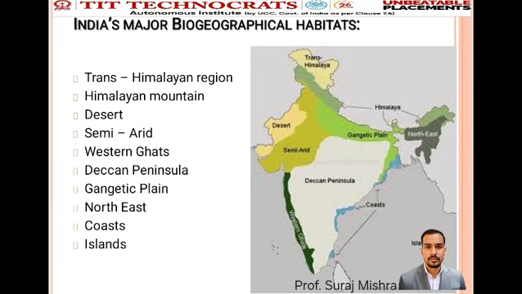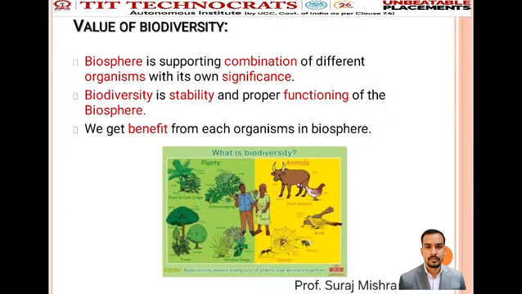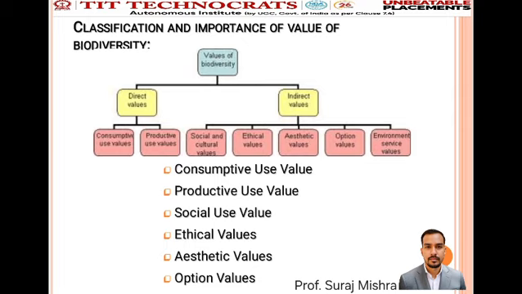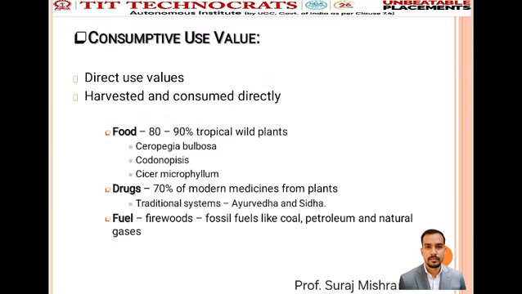In biodiversity, each organism provides benefit and adds to the value. Here we can see the importance of the values of biodiversity, namely consumptive values, productive values, social values, ethical values, aesthetic values, and option values. As we know, the medicine that we use is obtained from plants, and the food that we eat is also obtained from plants, so it adds to consumptive value.